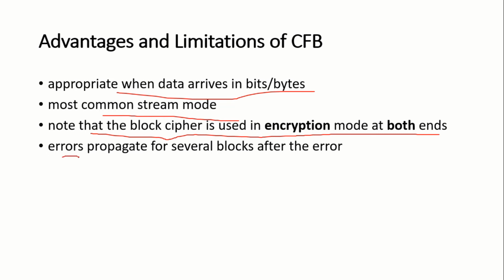The problem with this is that errors propagate for several blocks if one appears. If any error comes, because we are feeding back the output in the next stage, it will propagate for several blocks. Okay, so to overcome this limitation, we have the next mode of operation, which is the output feedback mode, right?